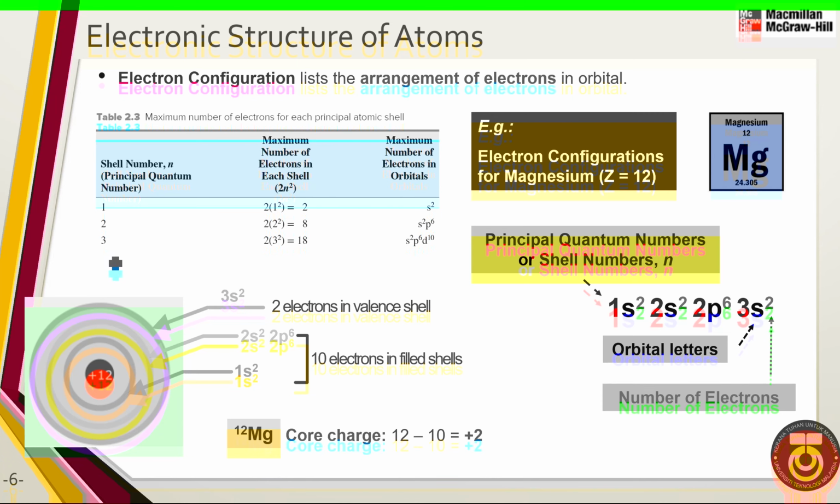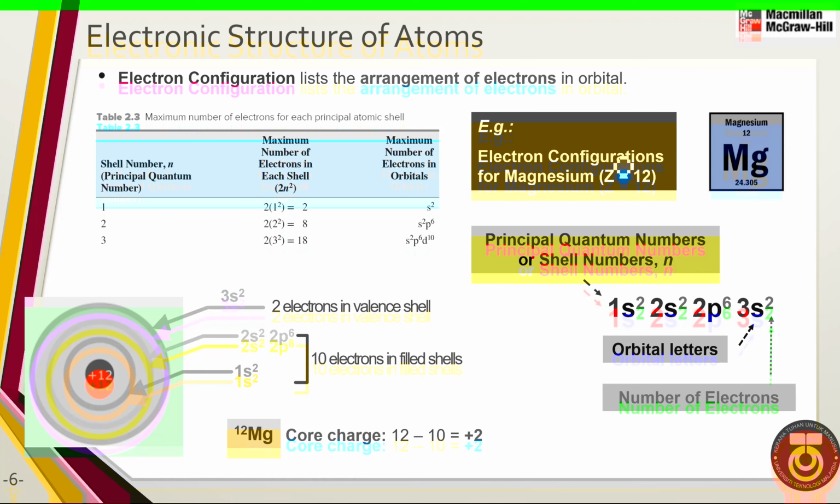Actually, this table is truncated. You can look it up in the textbook because you can have a larger shell number for different atoms. So in order to explain this arrangement of electrons in orbitals, I would like to give an example using magnesium. Magnesium has the atomic number of 12. Please remember atomic number is Z, and mass number is the A value. The mass number is usually larger than the atomic number. So for magnesium, you have an atomic number of 12 and a mass number of 24.